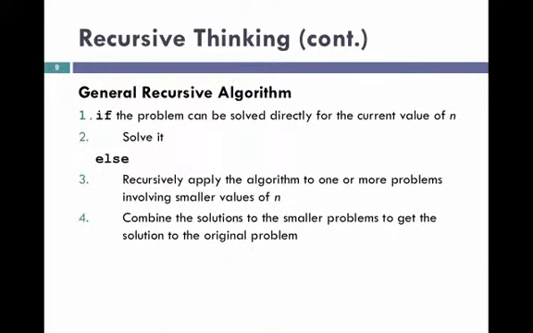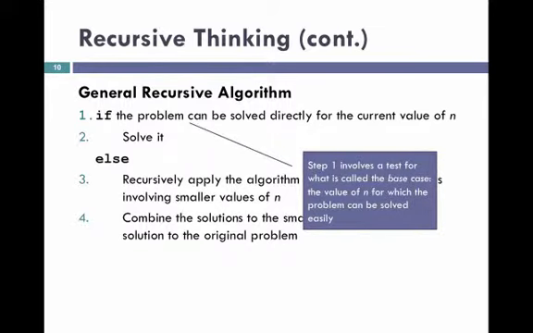Here's a general recursive algorithm. If the problem can be solved directly for the current value of n, then we solve it. Else, we recursively apply the algorithm to one or more problems involving smaller values of n. And we combine the solutions to the smaller problems to get the solution to the original problem. Now, we'll see some examples of this that will help you understand exactly how this might work.